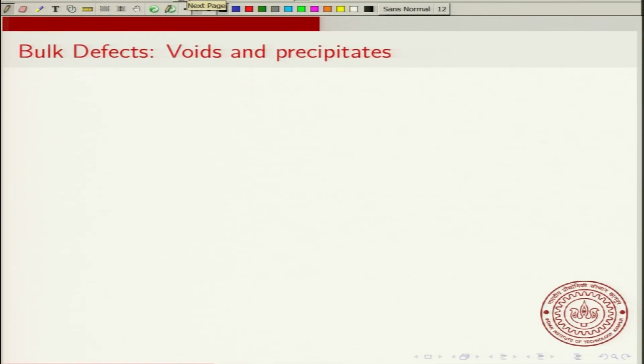Now I'll say very briefly about bulk defects, and again I am going to be very brief. The two kinds of defects I'll talk about are voids and precipitates. A void is basically a collection of vacancies. If you have a large cluster of vacancies that come together, you form a void, and this can also lead to cracks in the crystal.